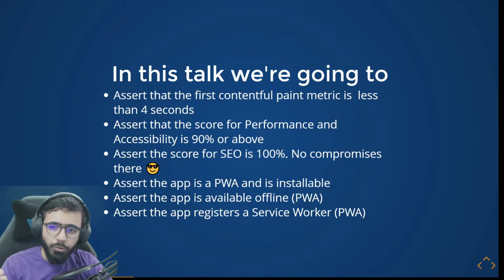In this talk, we are going to do a couple of things. We are going to assert some rules. So we are going to put a rule around First Contentful Paint. It should be less than 4 seconds. And then we are going to assert that the score for performance and accessibility is 90% or greater than 0.9. And we are going to assert that the score for SEO is 100% or 1 in the code. We are going to assert that our application is a PWA and it's installable. It is available offline and it also has a service worker. So these are the assertions that we are going to make.